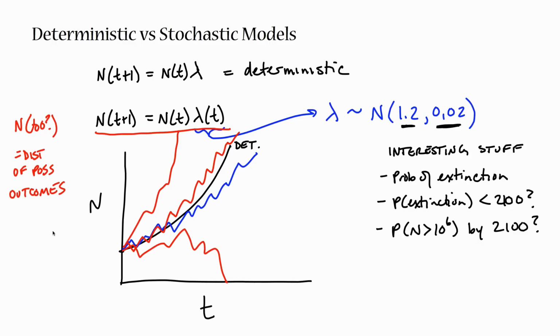So most of what we do when we make stochastic models is analyze those distributions of possible outcomes. In a stochastic population model, there are typically two sources of stochasticity: demographic stochasticity and environmental stochasticity. And I'm going to talk about each of those. They're just different ways of putting randomness into your model.